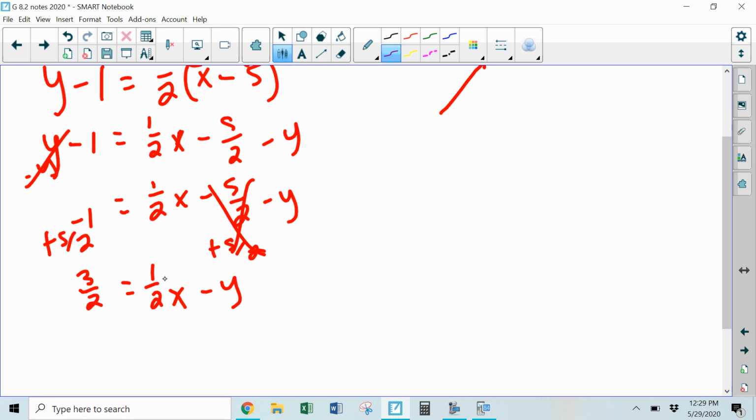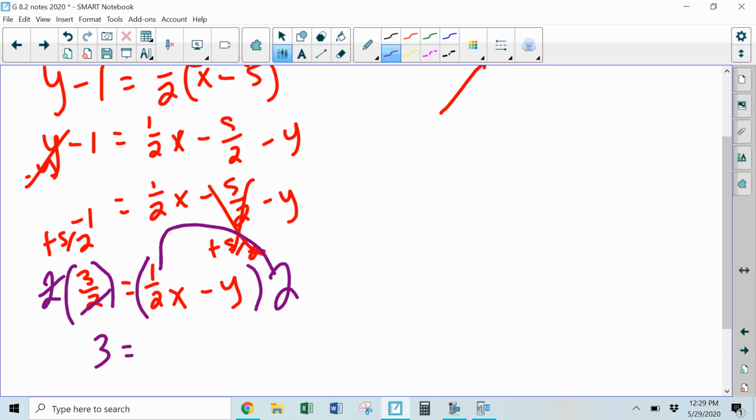This is divided by 2. This is divided by 2. So that divide by 2 is what's making it a fraction. So if I just multiply both sides by 2, that will get rid of it. 2 times 3 halves. You can do it in your calculator, but you'll notice you're just going to get 3. 2 times 1/2 x is 1x, or x, either way you want to write it. 2 times negative y is negative 2y.